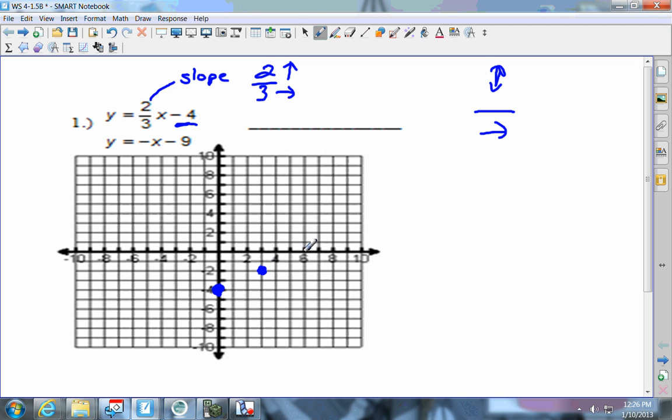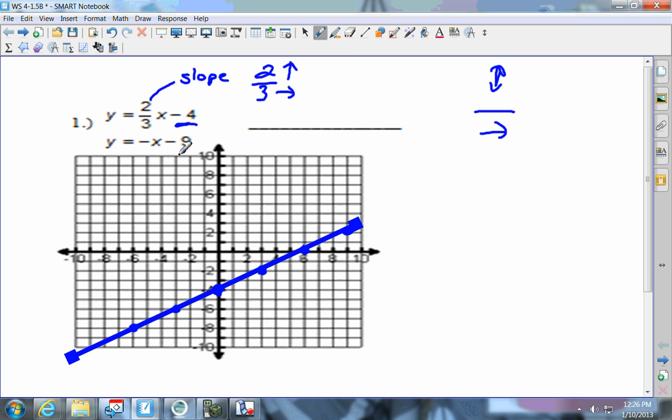Up 2 to the right 3. I can also go backwards and start back here at the y-intercept and go down 2 to the left 1, 2, 3. Now I'm going to draw my line to connect the dots. Make sure that if you're drawing your line, you make sure it's straight.